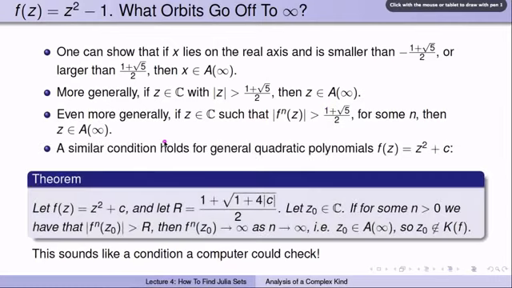And a similar condition holds for general quadratic polynomials of the form z squared plus c, not just for the one, z squared minus 1. The theorem is as follows. Suppose f of z is z squared plus c, and we calculate a radius r, which is calculated similarly to the previous radius up here.